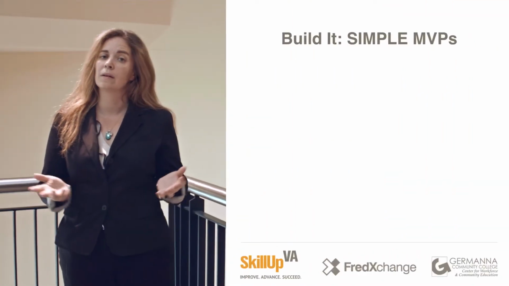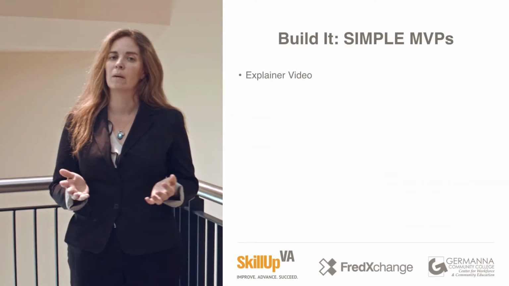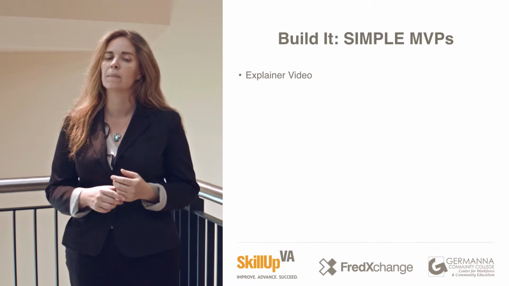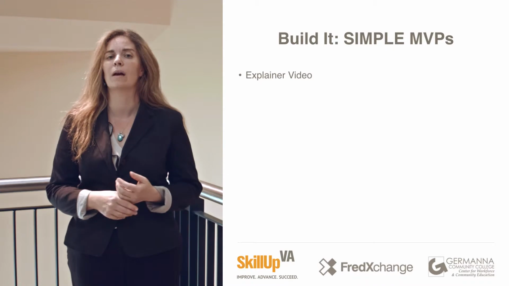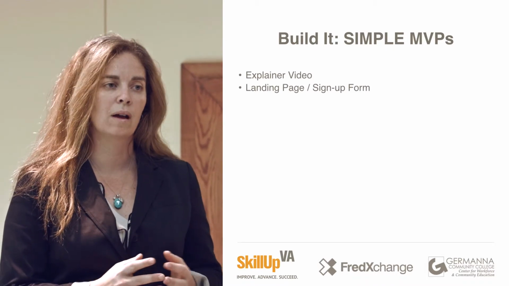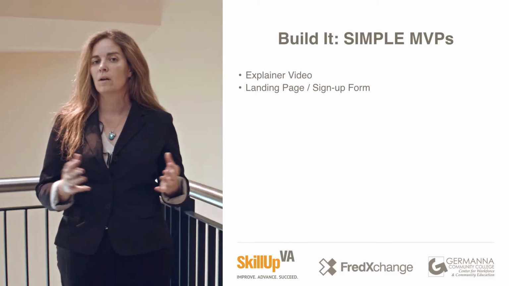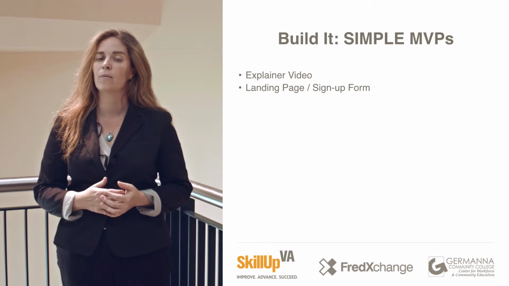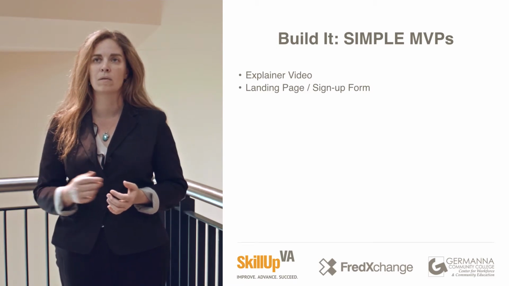Simple MVPs are things like an explainer video. You can throw an explainer video up on YouTube that says, here's the product we're going to put out into the market based on what we think we've learned about you, and you can see how many views you get, how many downloads, how many shares. You can build a landing page with a simple sign-up form that explains, here's what we are, here's how we think we're solving your problem, and see how many people actually sign up for a notification of the next thing you're going to put out.